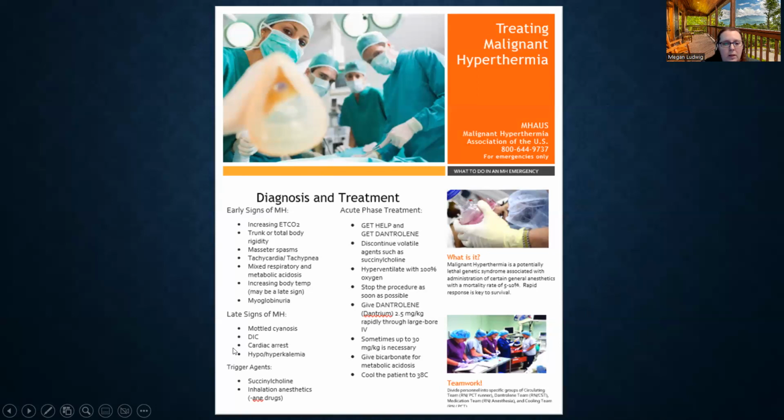Okay, so what you're going to end up seeing early, and this could happen just within minutes of being given some of these triggering agents, you're going to see an increase where it says ETCO2. That stands for end tidal CO2. So that means the body is exhaling quickly, trying to get carbon dioxide out. Because what's happening on a cellular level is the muscle actually will start to break down. Your muscles will start to break down and release carbon dioxide as a byproduct, and it gets built up in the blood.